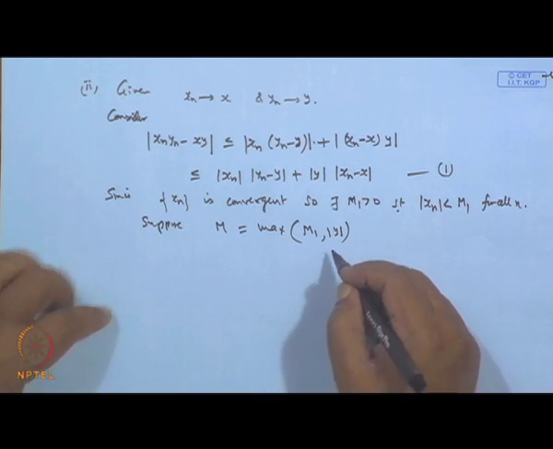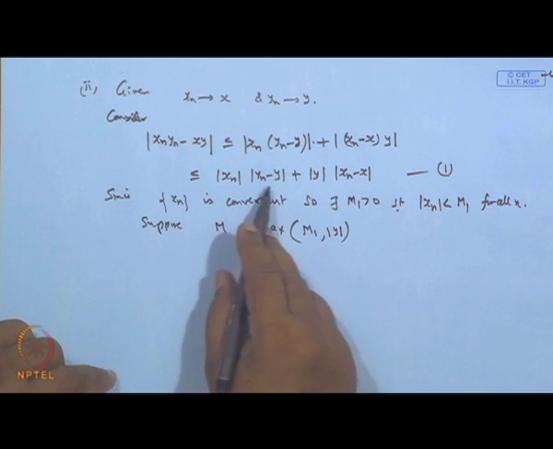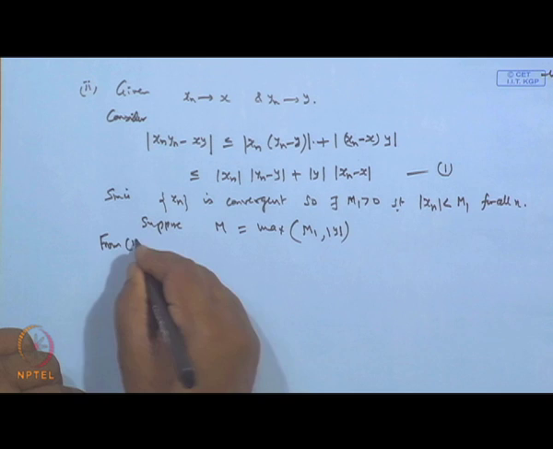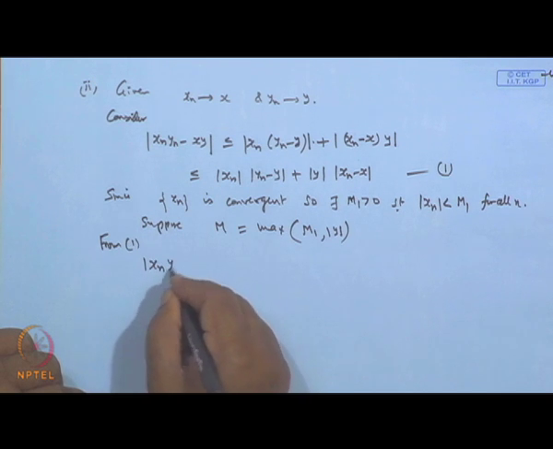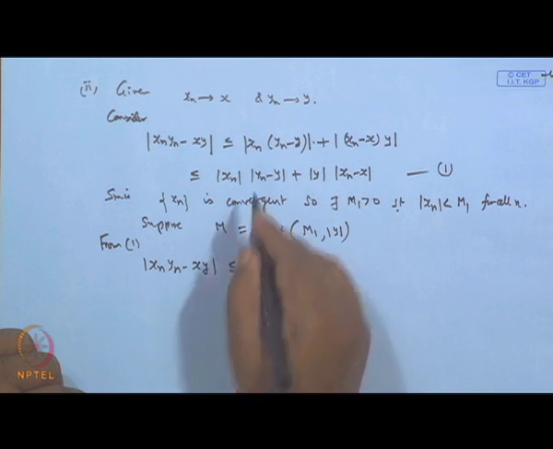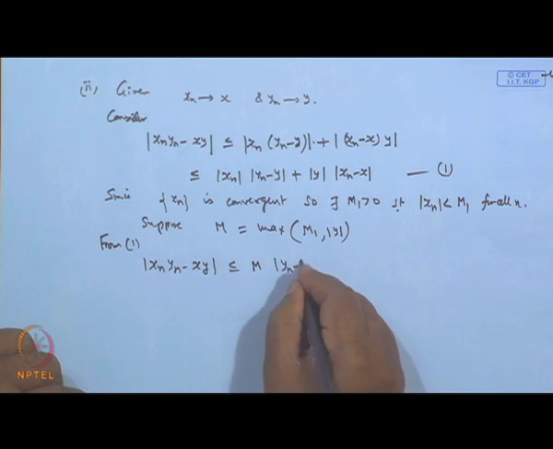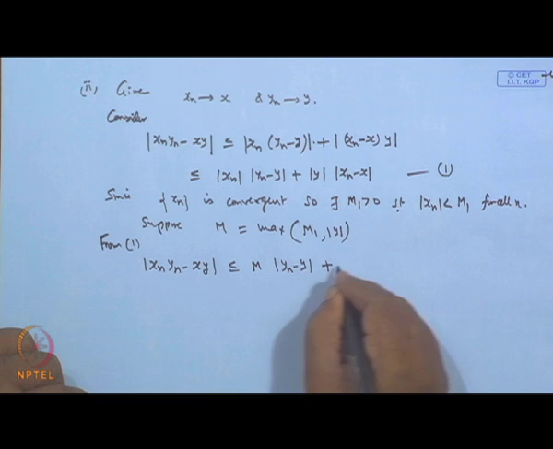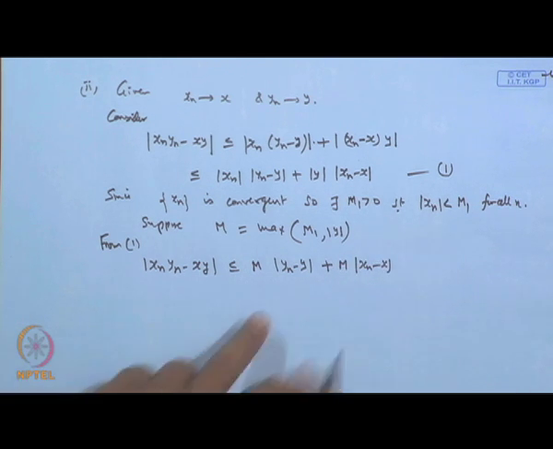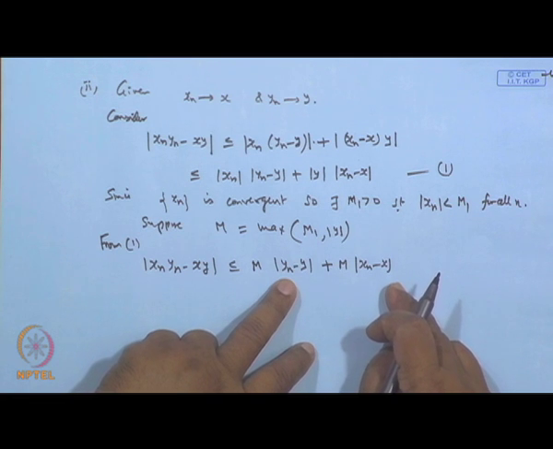Now, further, from 1, we get mod of x_n y_n minus x y is less than or equal to M into mod y_n minus y plus M into mod x_n minus x. Now, y_n and x_n both are convergent sequences.